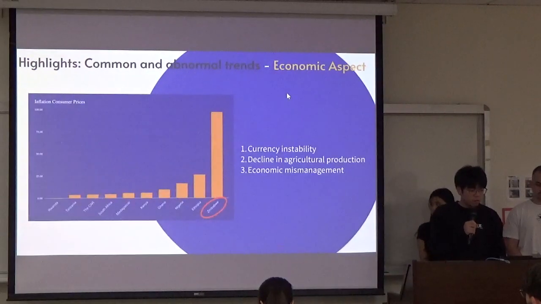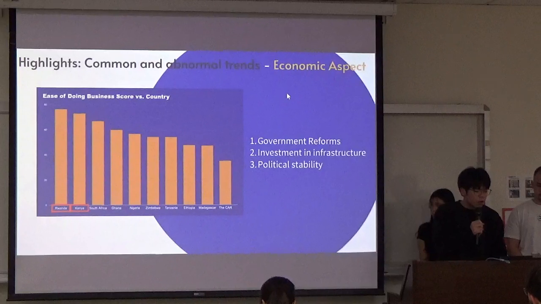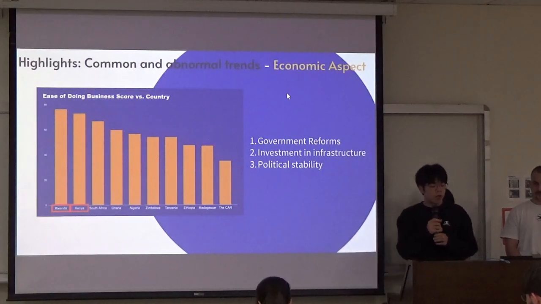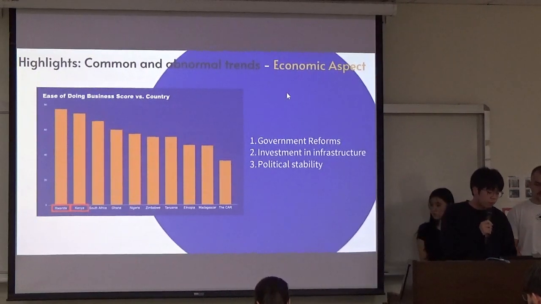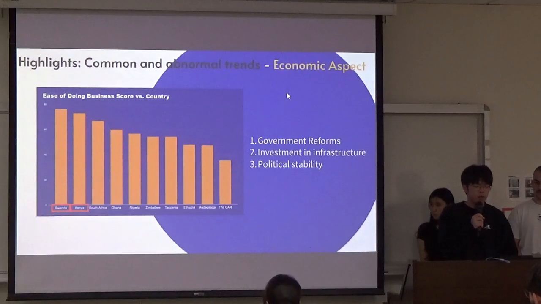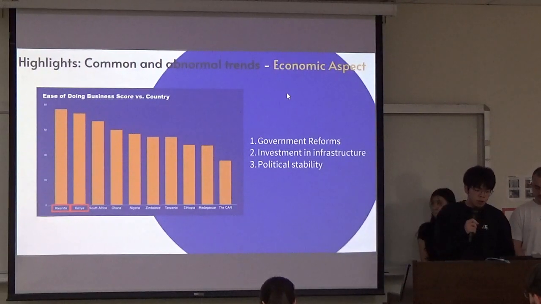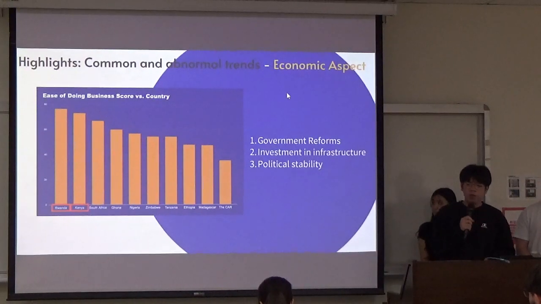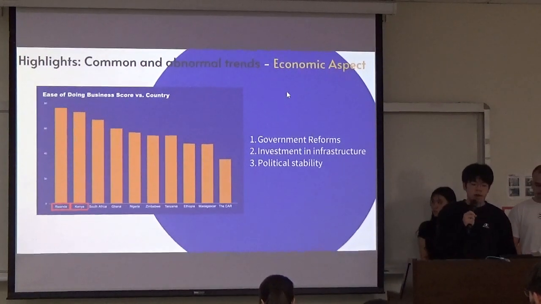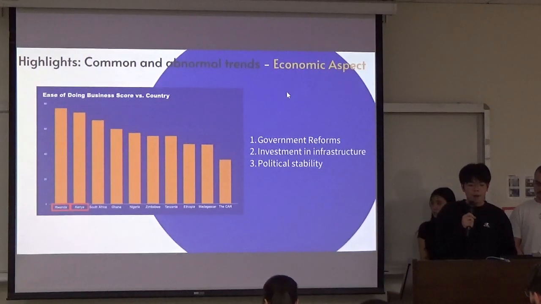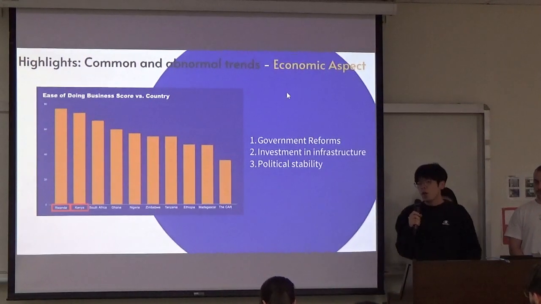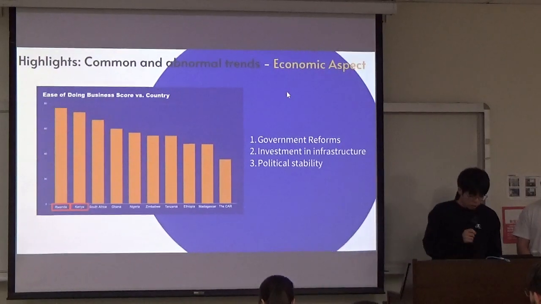And next is ease of doing business. We have noticed that Rwanda and Kenya have the highest score in Africa for their government reforms, and this allows them to do a lot of investment in infrastructure, including electricity and telecommunication, and that allows companies to operate and compete effectively.